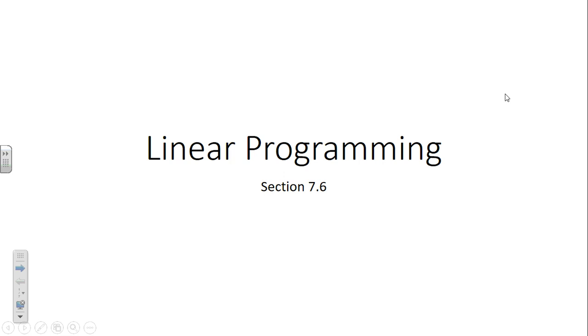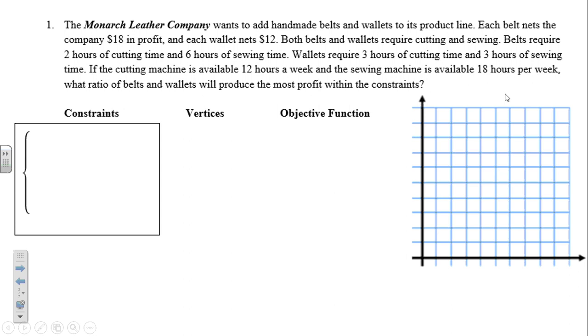So linear programming is what's going to help put a bow around the whole chapter, all the things that we've been talking about. So first of all, we've got a problem in which we have Monarch Leather Company, and it wants to add some handmade belts and wallets to its product line. So it has other products that it's producing, but it wants to see if it's going to be profitable and helpful to add some handmade belts and leather wallets to its production.